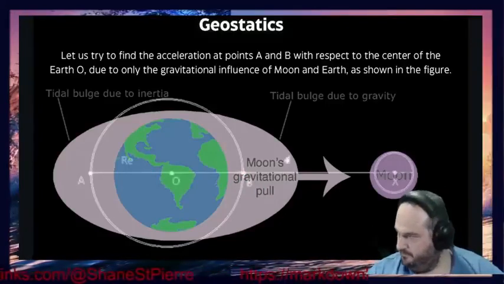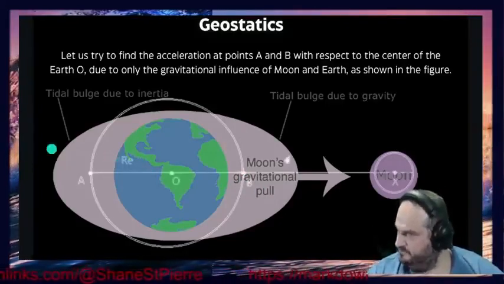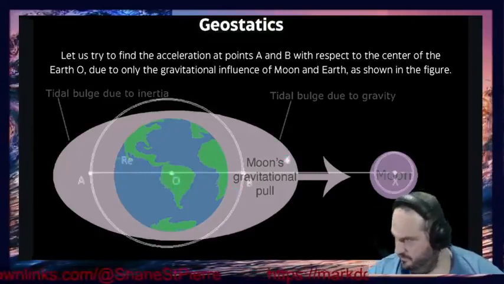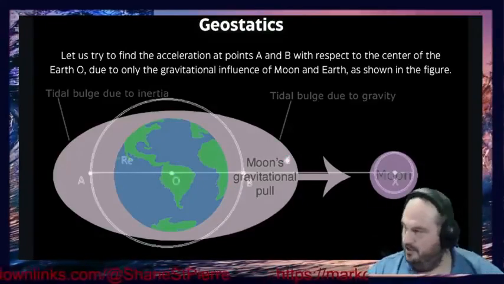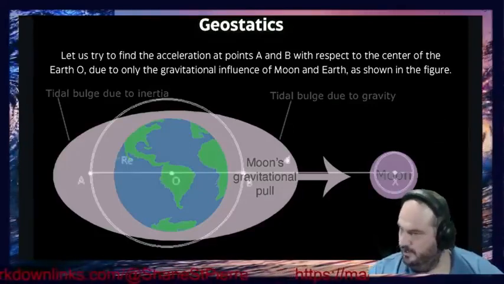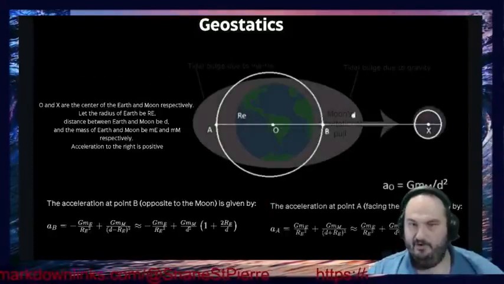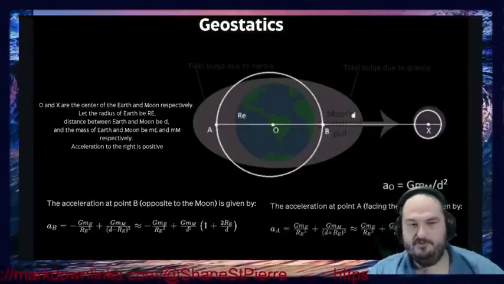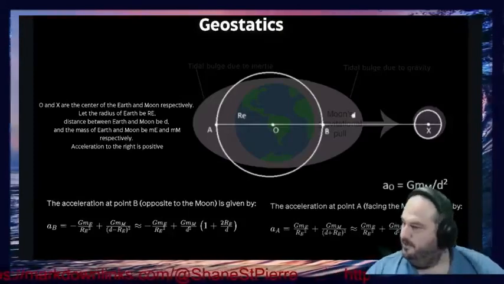Pretty much the radius of Earth be RE, right over here, and then the distance between the Earth and the moon be D. So we're going to use that later on. Mass of the Earth being ME, mass of the moon being MM. We're going to be using all of that later. So essentially, again, we have O and X, like I said before, radius of the Earth, radius of the moon, distance between the two, and we start doing some calculations.